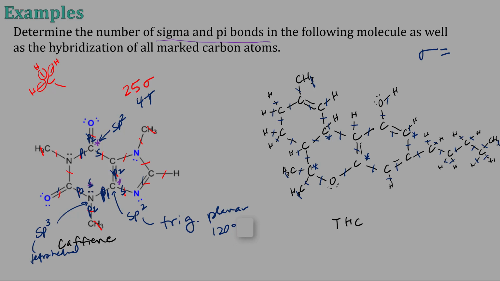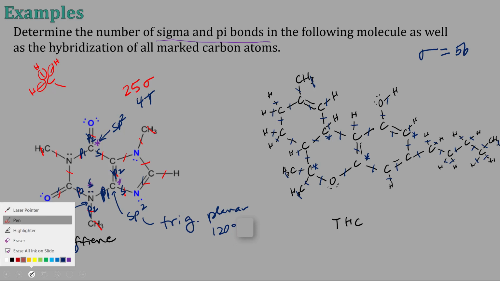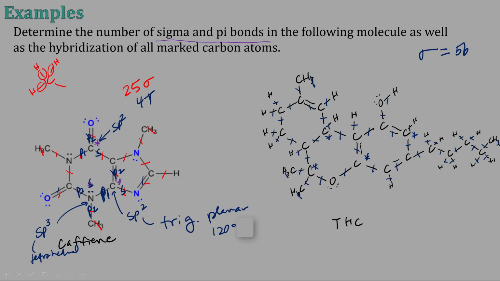I think I got them all. I might have missed some. I hope not. So there's 56 sigma bonds. And then I'm going to go back through and look for bonds that I didn't cross off. So those would be second bonds in a double bond. So there'd be 1, 2, 3, 4. That's it. So there's 4 pi bonds.